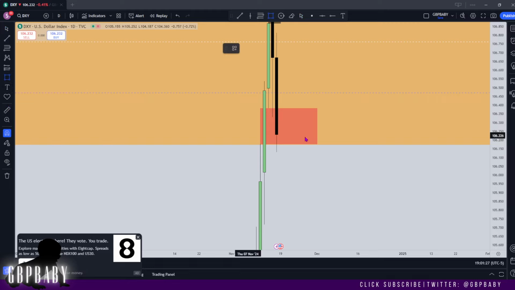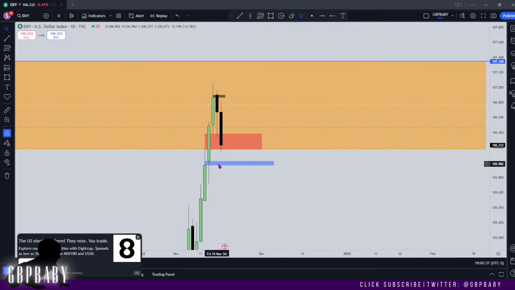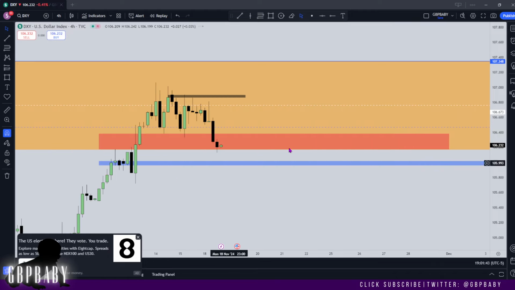Now this volume imbalance, I don't want to see price trade through that at all for me to remain bullish. If we get down below that, I'll be very suspicious of price, and I'll probably have to start rethinking my bias. But generally speaking, price shouldn't need to trade any lower than this, and ideally doesn't even tap into it. But let's drop down to the 4 hour, and I'll show you what I'm paying close attention to.